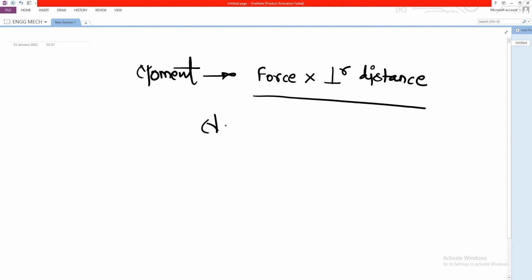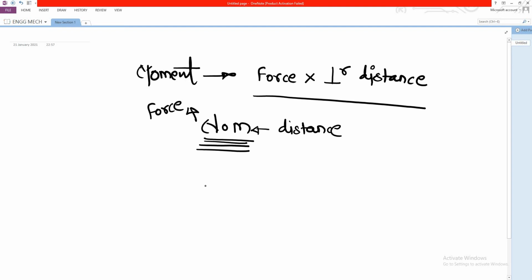Now let's talk about the unit of moment. Moment has unit of Newton meter. The SI unit of moment is Newton meter, where N, Newton, stands for the force, and here we are writing this M as unit of distance. Therefore force into perpendicular distance. That's why the unit of moment is very simple, which is Newton meter.